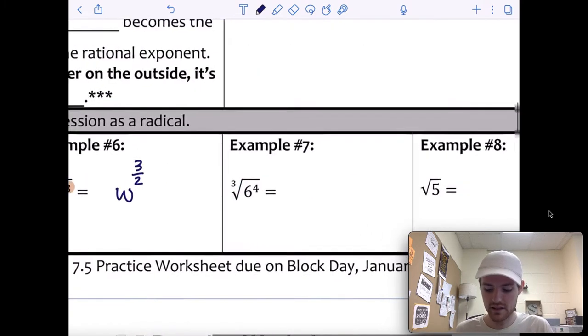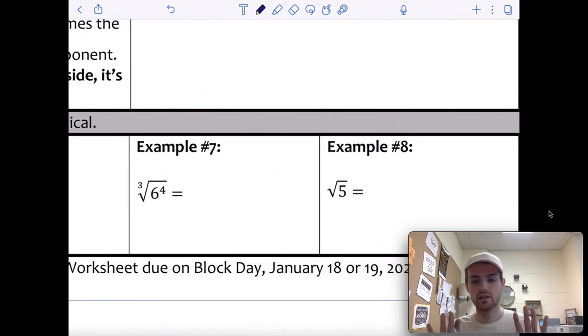Go ahead, look at these last 2 examples. Pause, work on them. I'm going to take a drink of Dr Pepper, and then I'll talk about them.